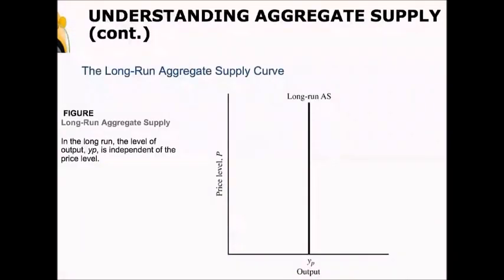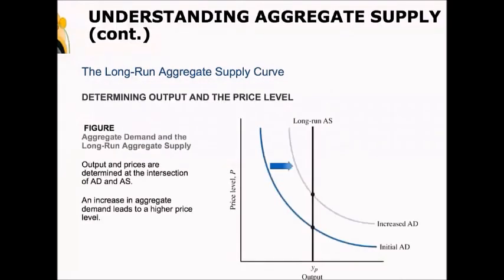So when we look at the long-run aggregate supply curve, it's vertical, straight up and down. Output equals potential output. No matter what the price level is, output equals potential output. It's independent of the price level. What does that mean for when we use aggregate supply and aggregate demand? Well, let's look at the effect of a change in aggregate demand.